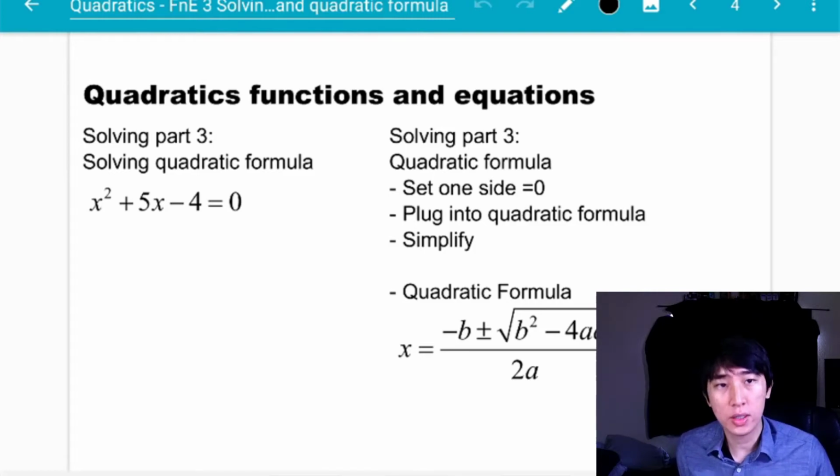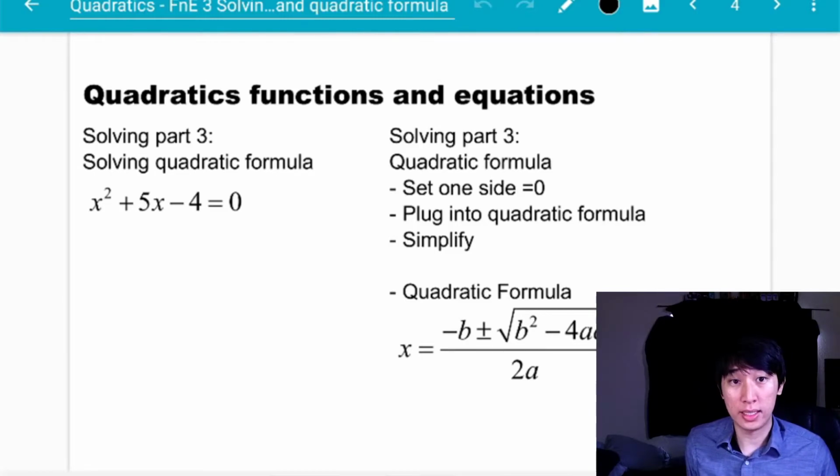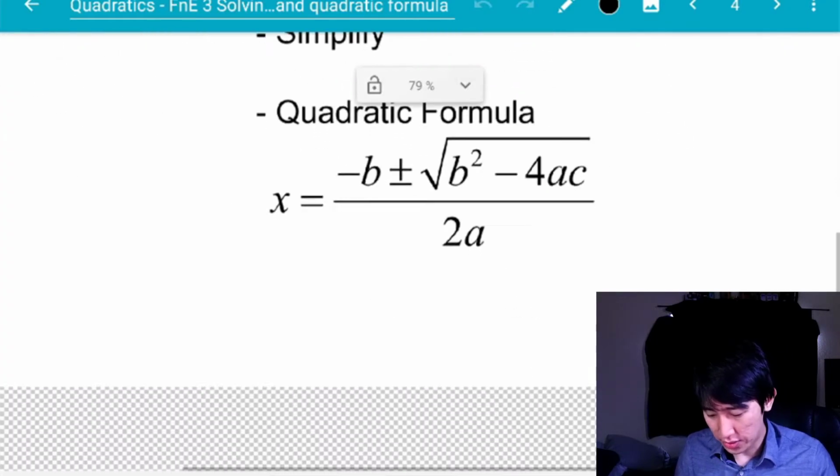When you're solving with the quadratic formula, it's pretty simple. Set one side equal to 0, find your a, b, and c, and plug it into the quadratic formula. Now, you should know how to set one side equal to 0. If you notice, for both of these, it's set one side equal to 0. So whenever you're solving quadratics, set one side equal to 0. That's a good place to start. Now from here, we're going to use this formula here.